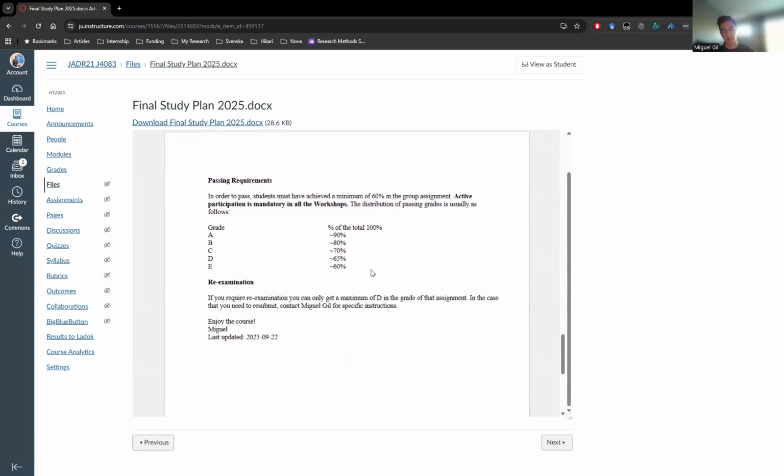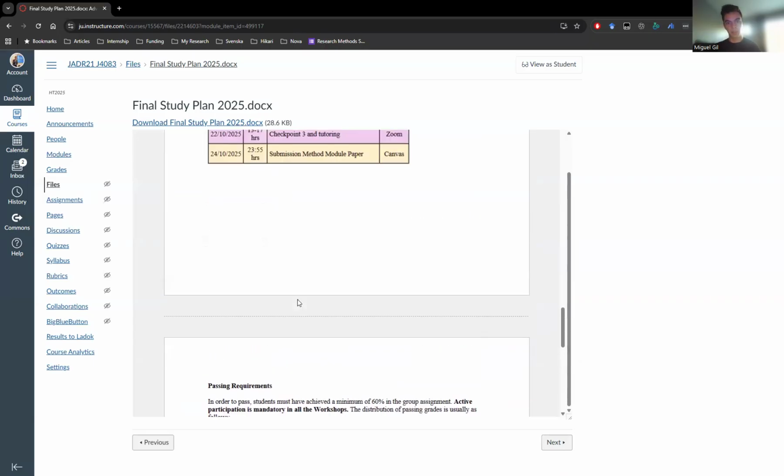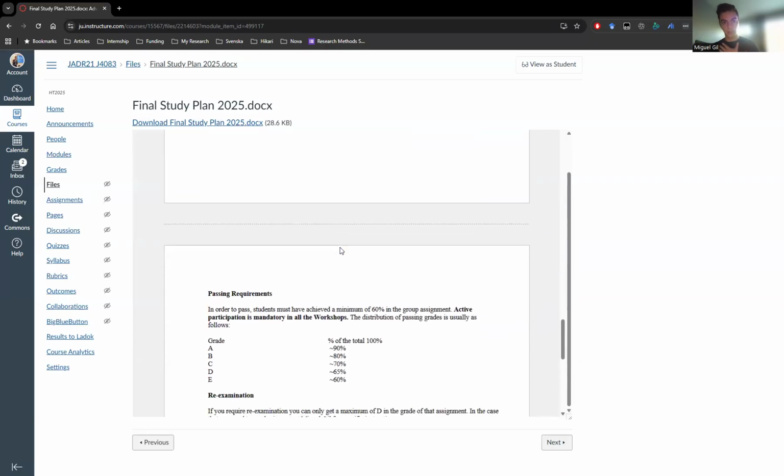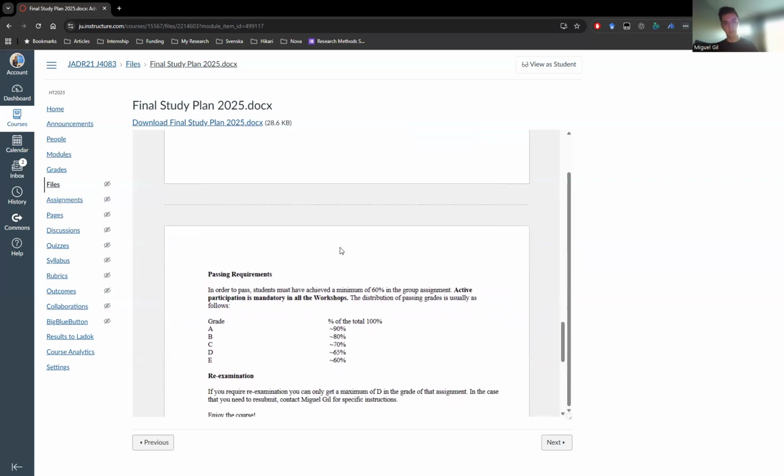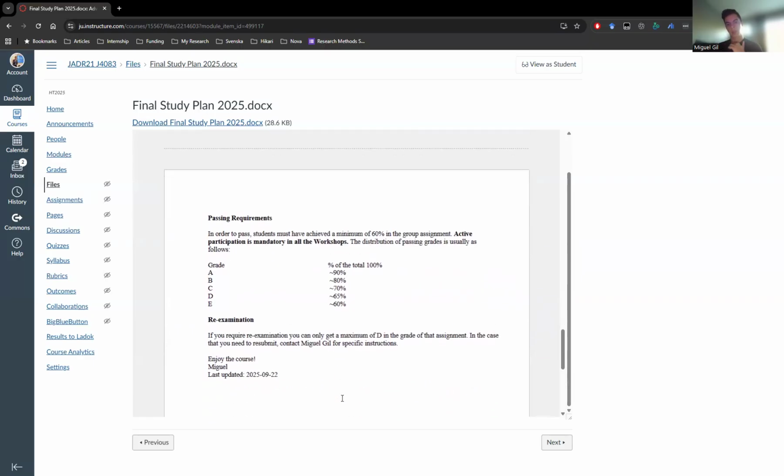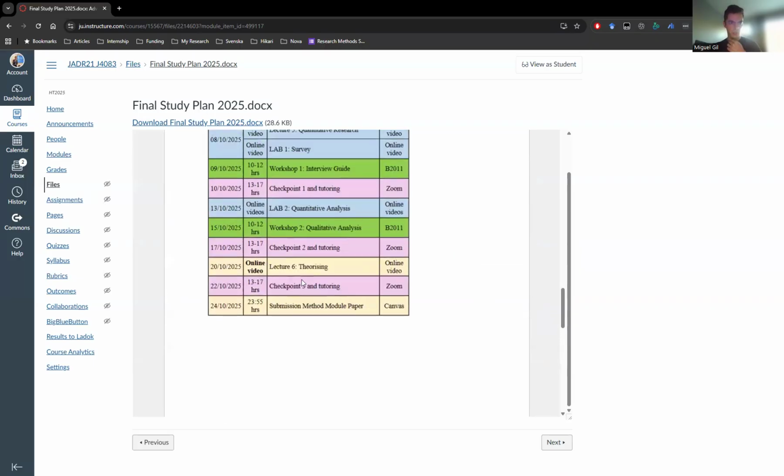Finally, how to pass is the traditional thing: the minimum is 60 for a D, 70 for a C, 80 for a B, and 90% or more is an A. If you need to do a re-examination, the re-examination is to resubmit the final paper. If you didn't finish, for example you were missing a few chapters, that probably means that you're going to fail and you need to resubmit. It's important to know that in a resubmission it's only possible to get a maximum of D as a grade. So that's the idea with the study plan.